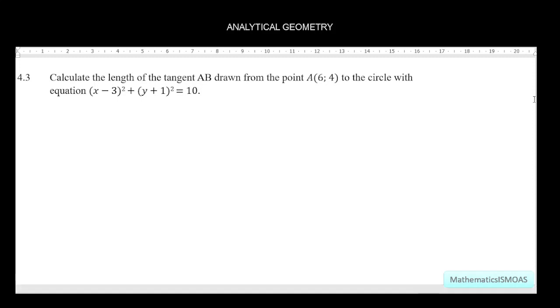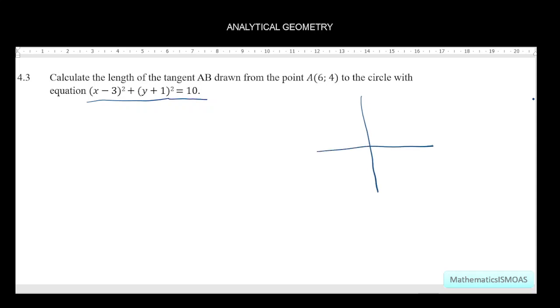Right, we are now on question 4.3, and then the question says calculate the length of the tangent AB drawn from the point A to the circle with equation (x − 3)² + (y + 1)² = 10. All right, let us have a rough sketch to try to have a picture.